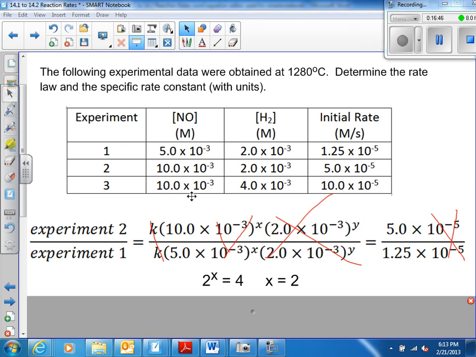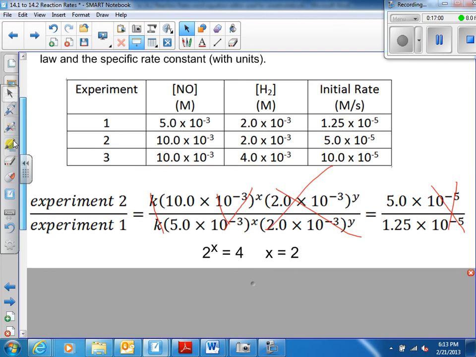Okay, now let's look for another set of experiments. Oh, look at this, 2 and 3. The NO is constant, the H2 is changing. I look to see which rate is larger. Experiment 3, the rate is larger. I'll do experiment 3 over experiment 2. Again, that's not necessary. It just makes the solution easier.